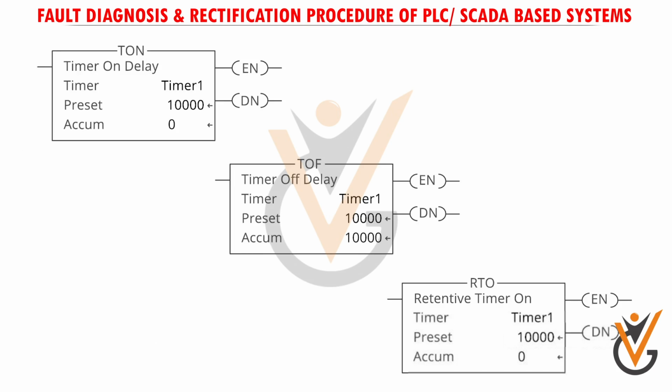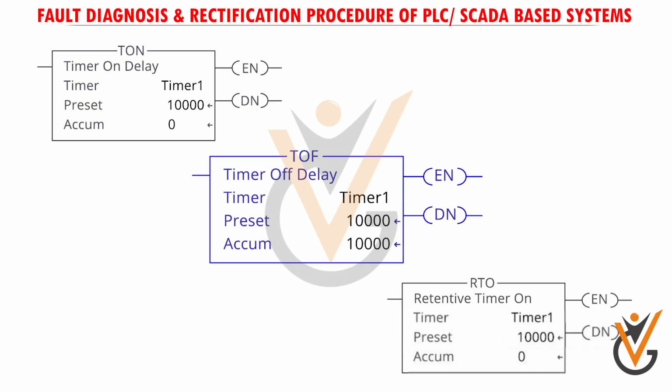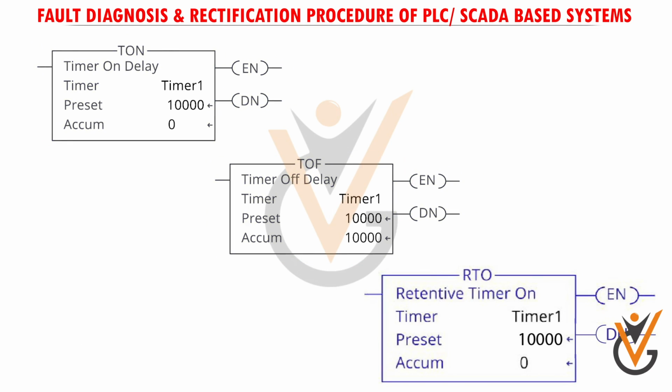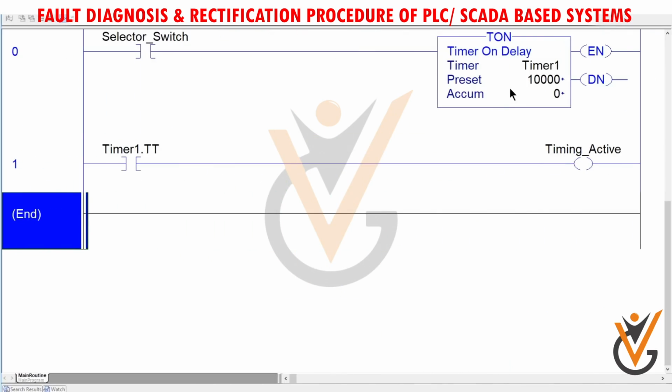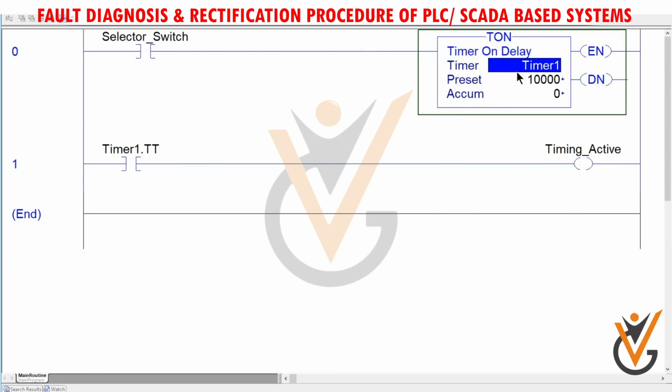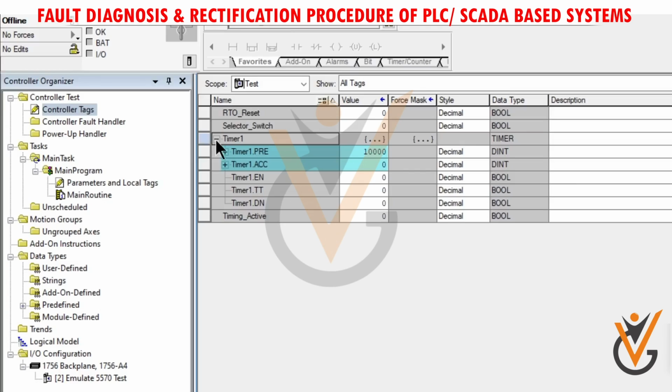There are three main types of PLC timers: the on-delay timer, the off-delay timer, and the retentive on-delay timer. All of these PLC timers have a timer file name, a preset value, an accumulated value, a timer enabled bit, a timer timing bit, and a timer done bit. The timer file name is a PLC tag. This tag is where you can find the timer's preset and accumulated values, and the timer enabled, timing, and done bits.